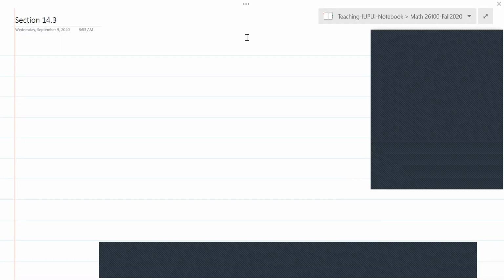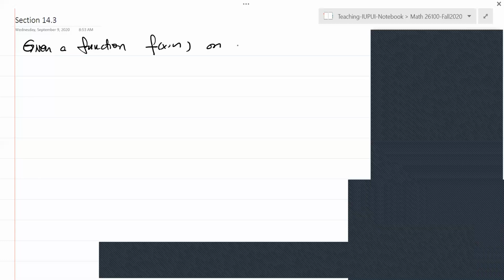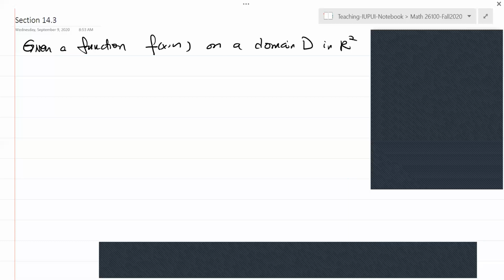Today we're going to talk about partial derivatives. Okay, partial derivatives. How to define them? Given a function of two variables f(x, y), defined on a domain D, which is in R2, in the plane. So here's a picture.